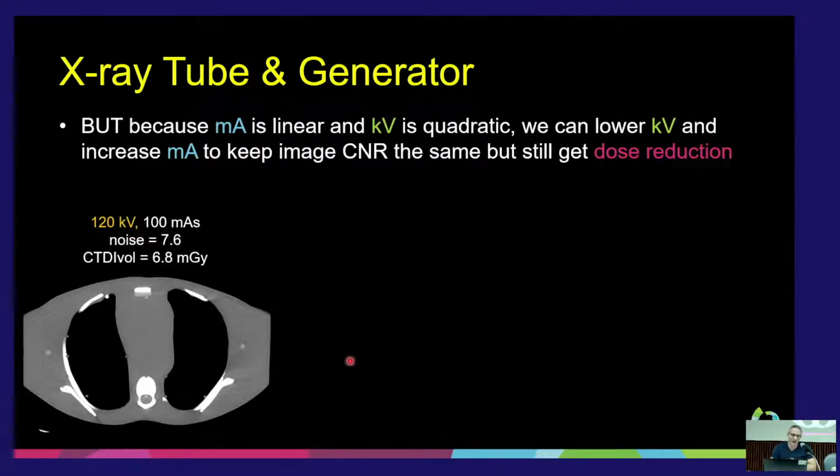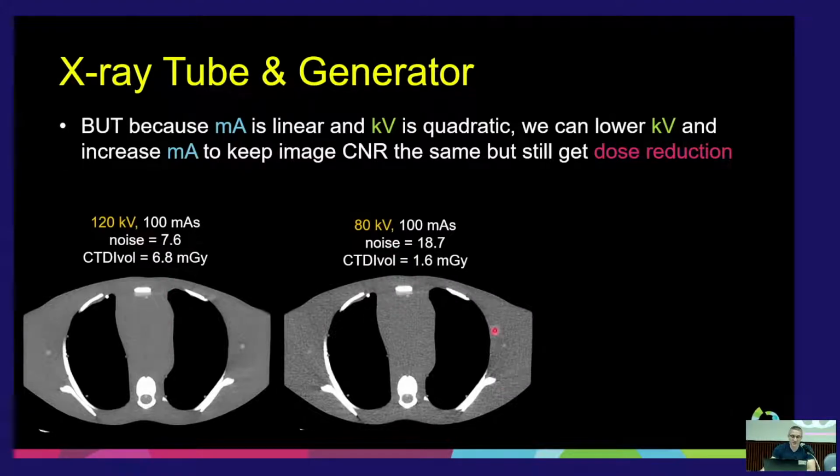I went through a little exercise here with this phantom, because you would think, if I reduce my kV and increase my mA, what's the point? I'm not going to get any dose reduction, right? But the beautiful thing is kV is quadratic. It responds quadratically, and mA responds linearly. So we could actually use the physics of interaction to reduce the kV and increase mA and still get dose reduction. So here's a phantom. I imaged at 120 kV, 100 mAs, with a noise value. I just put a big old ROI here. The standard deviation was 7.6. The CTDI value was 6.8.